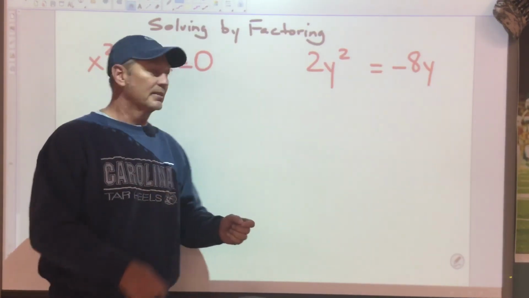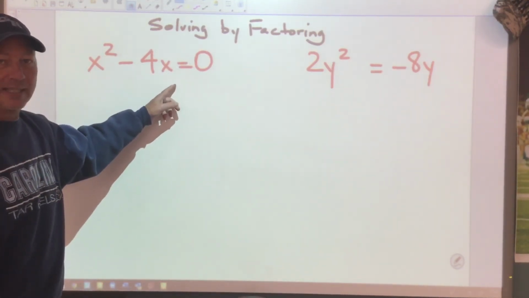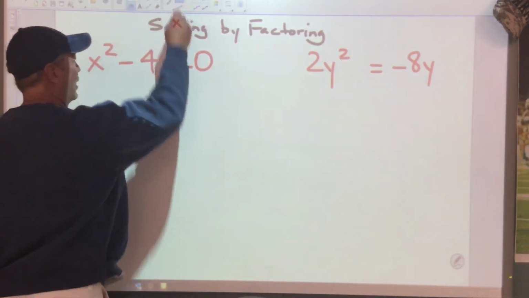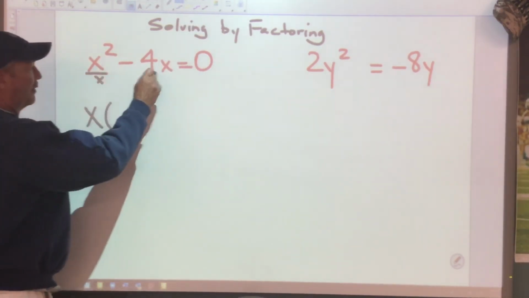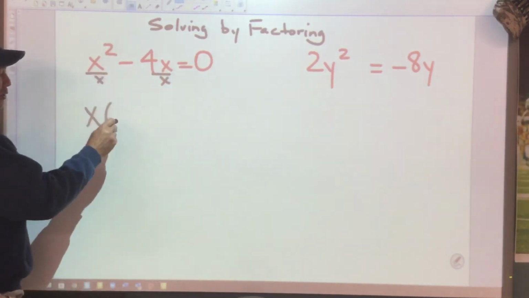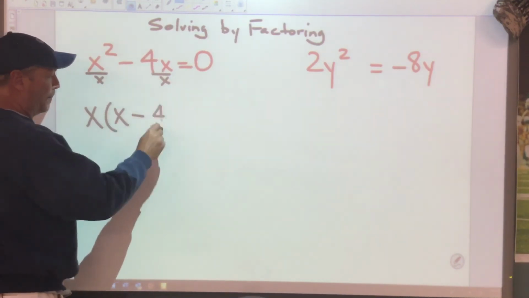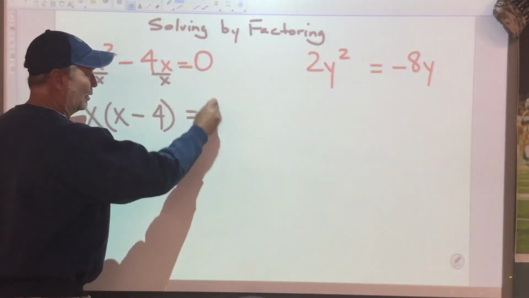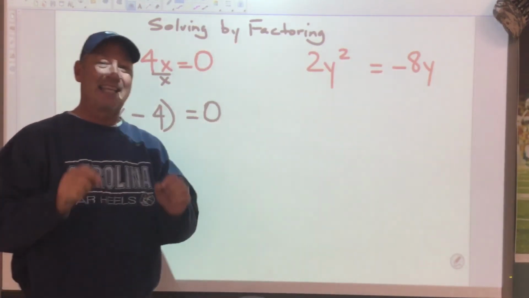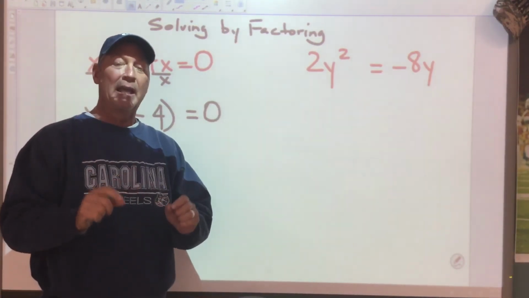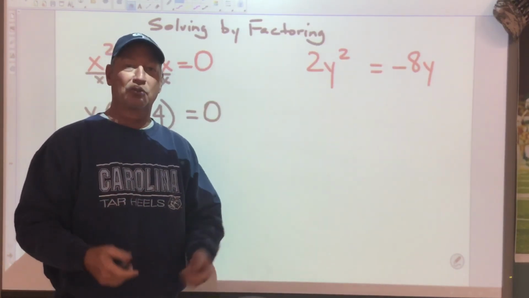In this case, my greatest common factor is a variable. It's an x. So we're going to factor out the x. We're going to divide by x, divide by x. This is going to reduce to x minus 4 equals 0. Now when we're solving by factoring, you're going to take each factor and set it equal to 0 to find your solutions.